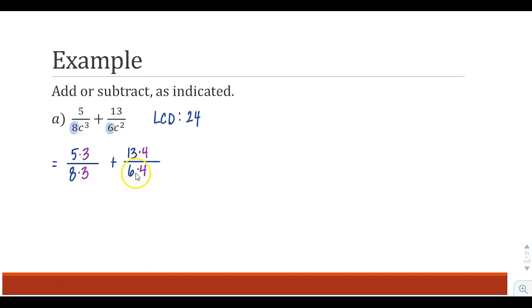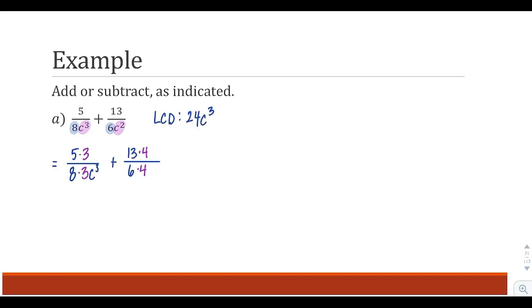8 times 3 is 24. 6 times 4 is 24. And now we'll go ahead and focus on the variable part. So I have c cubed and c squared. Between c cubed and c squared, that least common denominator is going to be c cubed. So I take the variable to the highest power of the exponent that I see. In this case, that's going to be c cubed. So I have 24c cubed as the LCD.